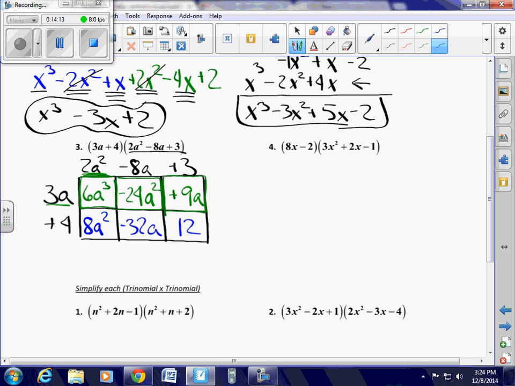So now, how do you come up with the answer? Well, you add the diagonals, meaning this. Go from the top right-hand corner to the bottom left-hand corner, and the 6a to the third, that's the only a to the third term you have, so nothing to combine there. But when you go to the next set of boxes over, well, you have negative 24a squared plus 8a squared, and that's negative 16a squared. And you keep going across. Your next diagonal will be 9 minus 32 is negative 23a. And of course, positive 12.